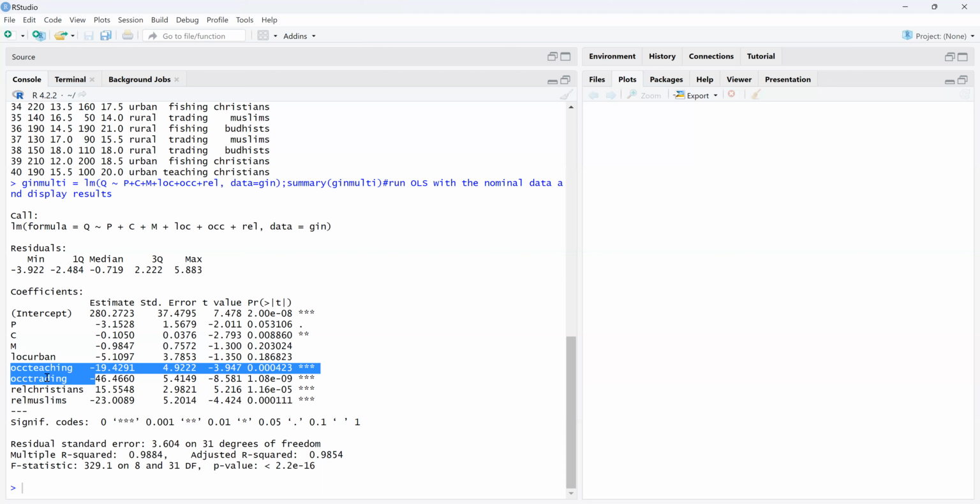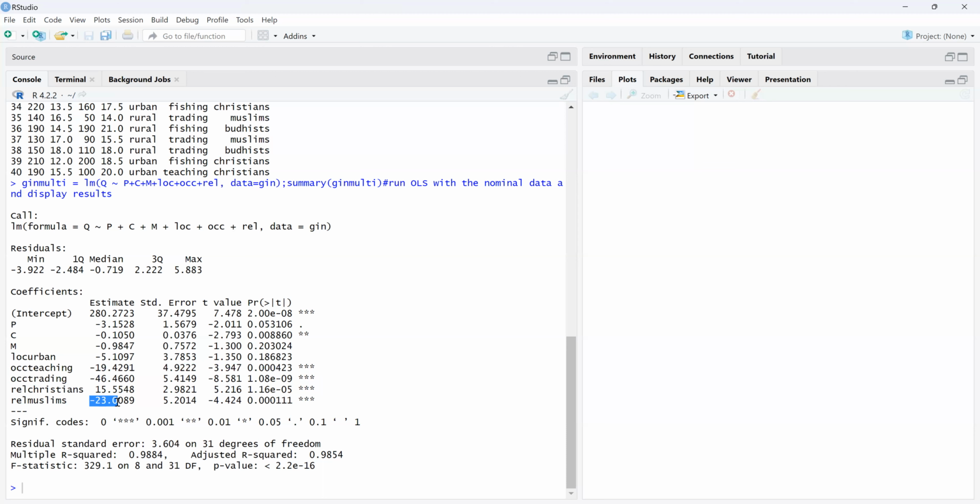The last one, let's interpret the coefficient of Muslim. Muslim is negative 23.01. How do you interpret it? You cannot include any of the religions because you are interpreting one of them.